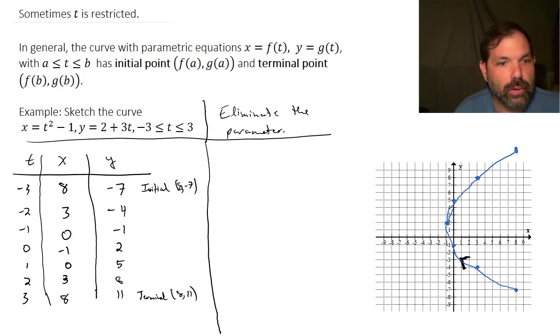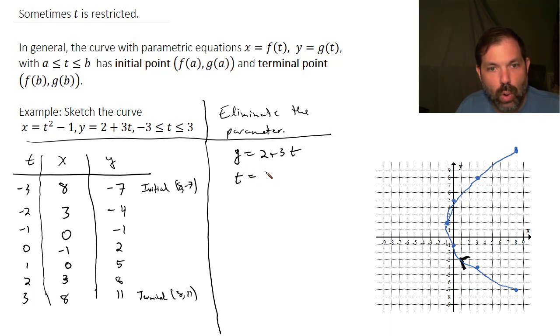All right, let's eliminate the parameter. This one's a little tougher. Let's see. I've got x equals t squared minus 1. If I was to try and solve that for t, there would be a plus or minus issue there, so I'm not going to do that. Let's eliminate the parameter in the other equation since it's linear in t. So if y is equal to 2 plus 3t, then t is equal to (y minus 2) over 3. All right, so let's substitute that into the other equation. x would equal ((y minus 2) over 3) squared minus 1.